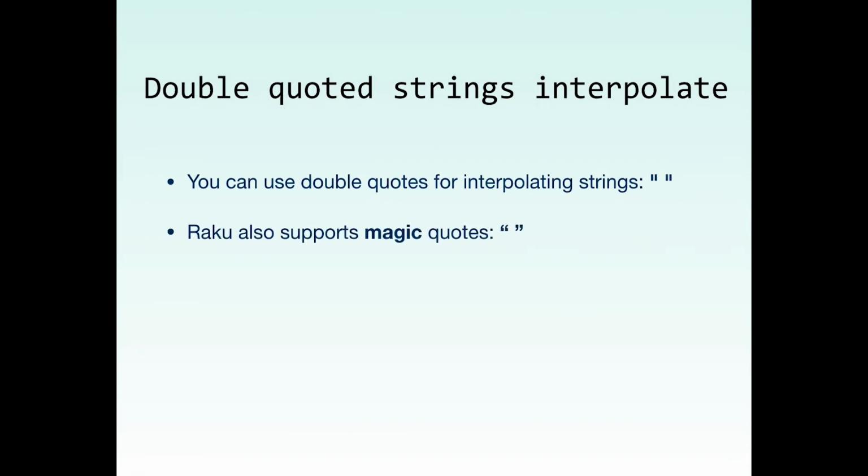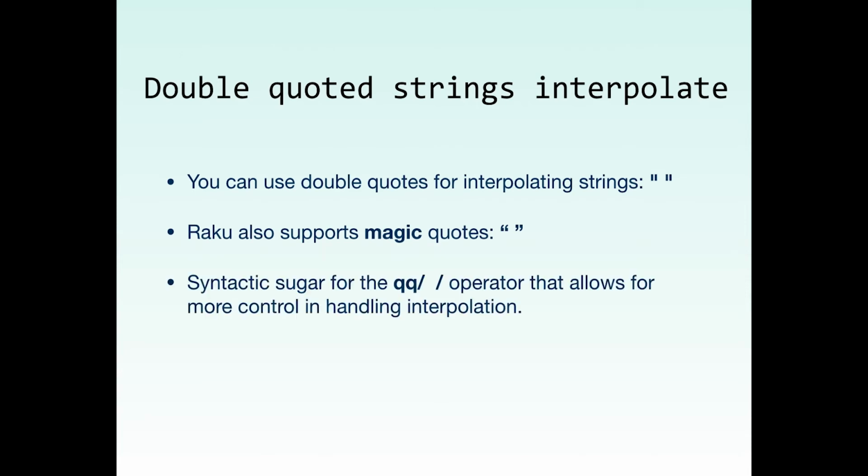You can also use the magic quotes and another selection of quotes, but I won't go into them right now. They are basically just syntactic sugar for the qq operator that allows more control in handling the interpolation. You can specifically say, I do not want to have scalar variables interpolated into this string, which can be handy if you have a lot of text with dollars in it. And of course, say is just short for print with a trailing newline. It saves you typing 2 characters each time, and you don't need to add the newline.